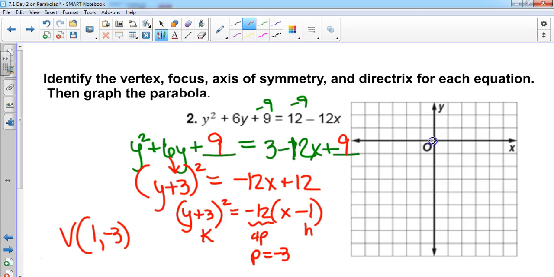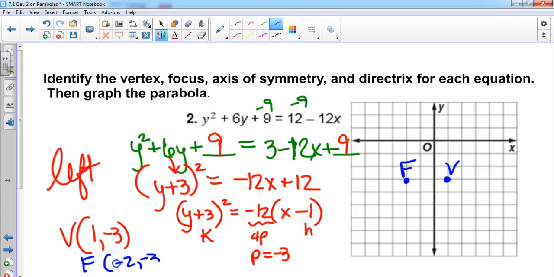All right. And it's opening left because it has a y squared and a negative p value. All right. Right 1, down 3, put my vertex, go 3 units to the left for my focus. Anybody got that ordered pair? Good job. 3 units back this way for my directrix. Anybody have that equation?